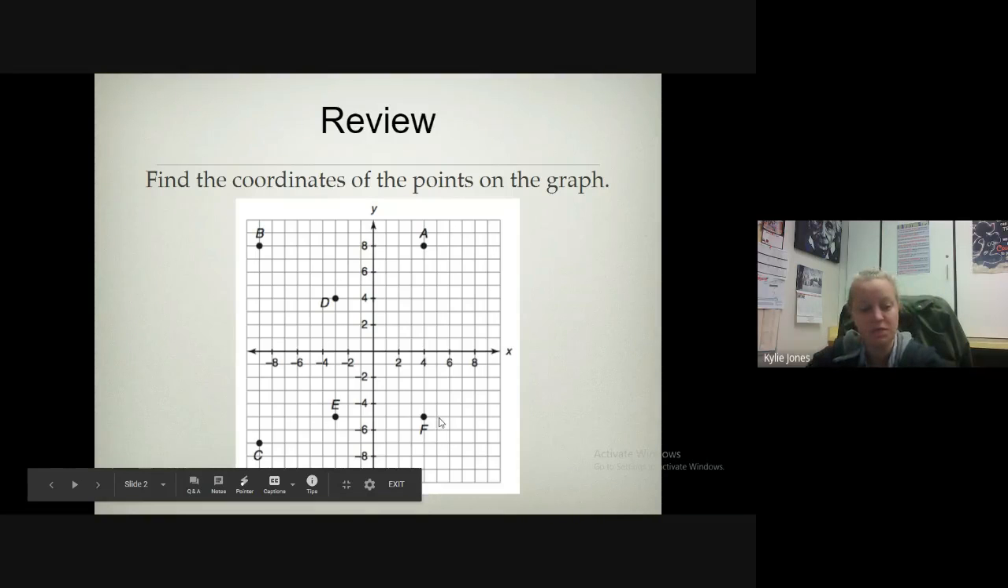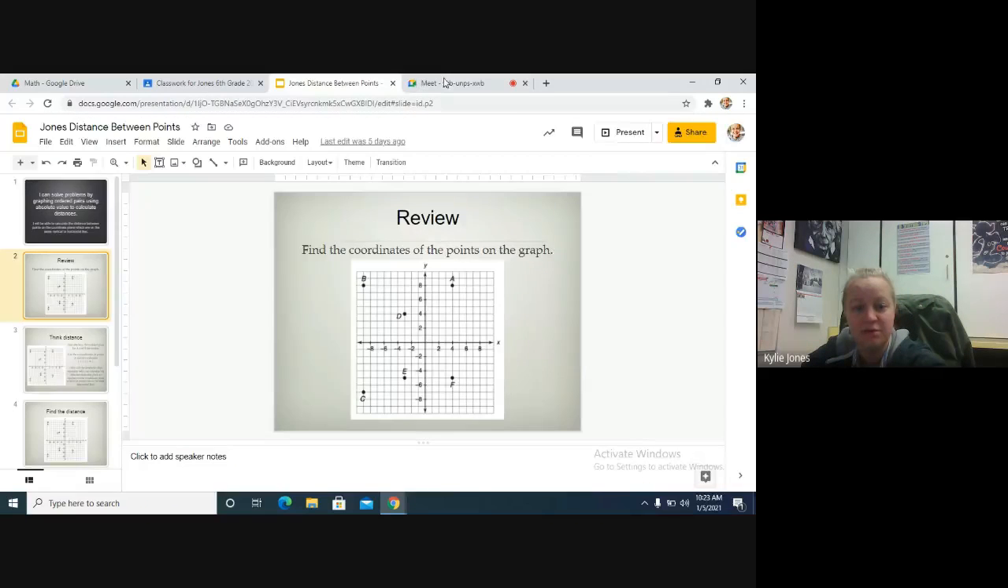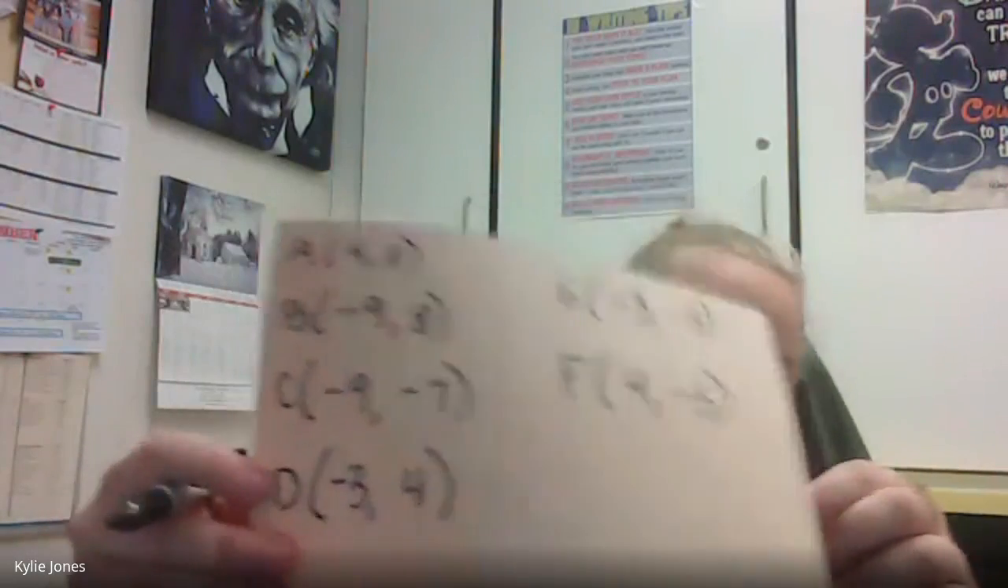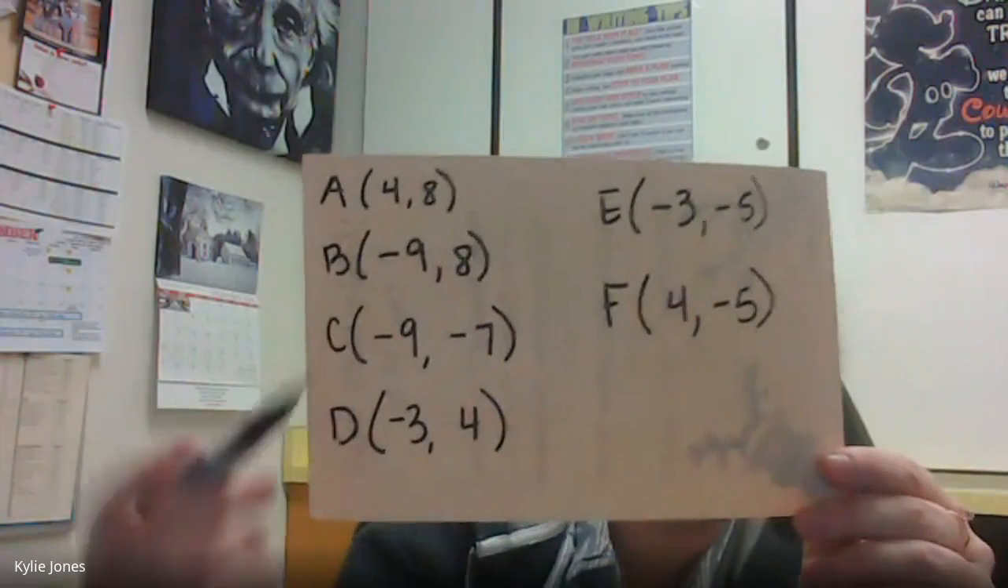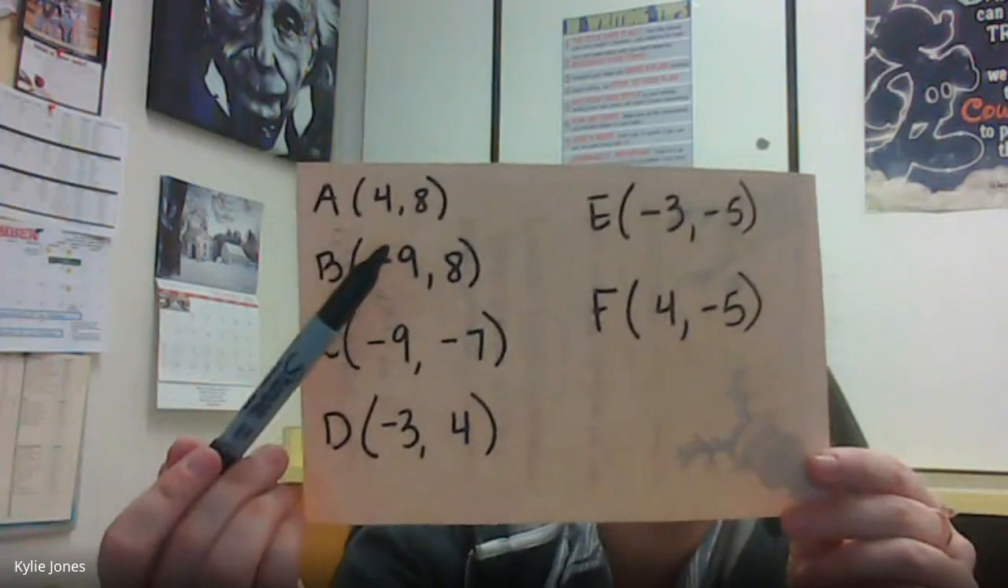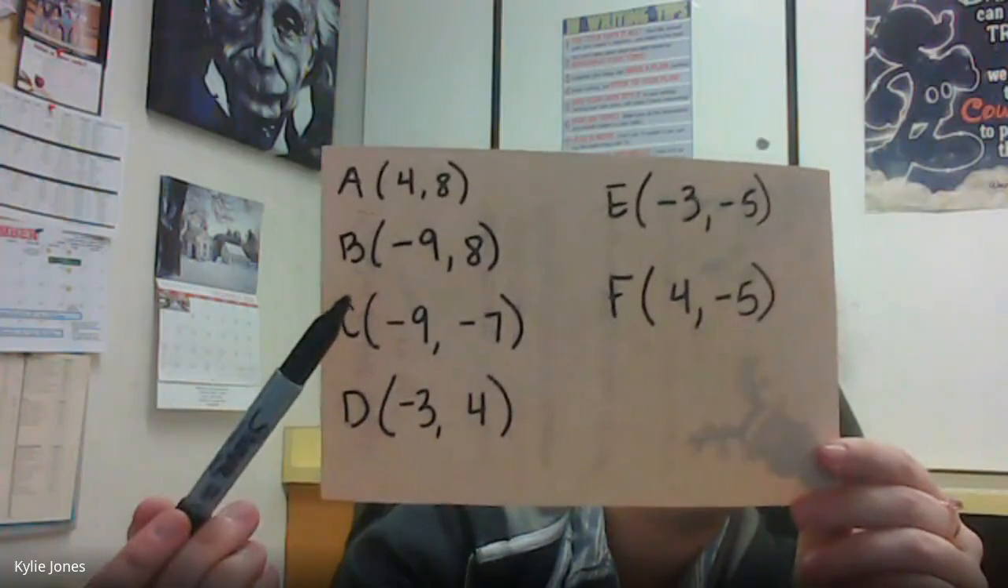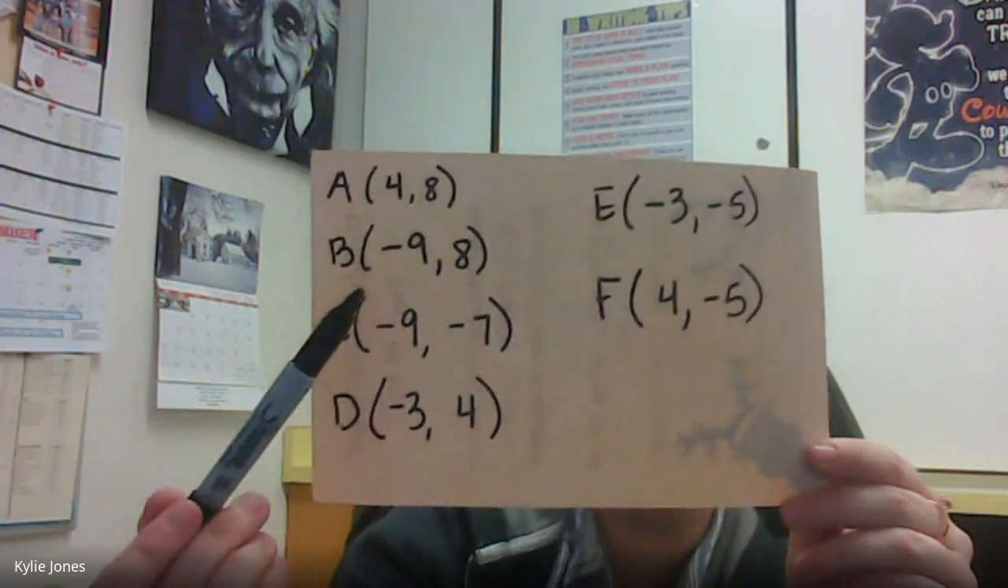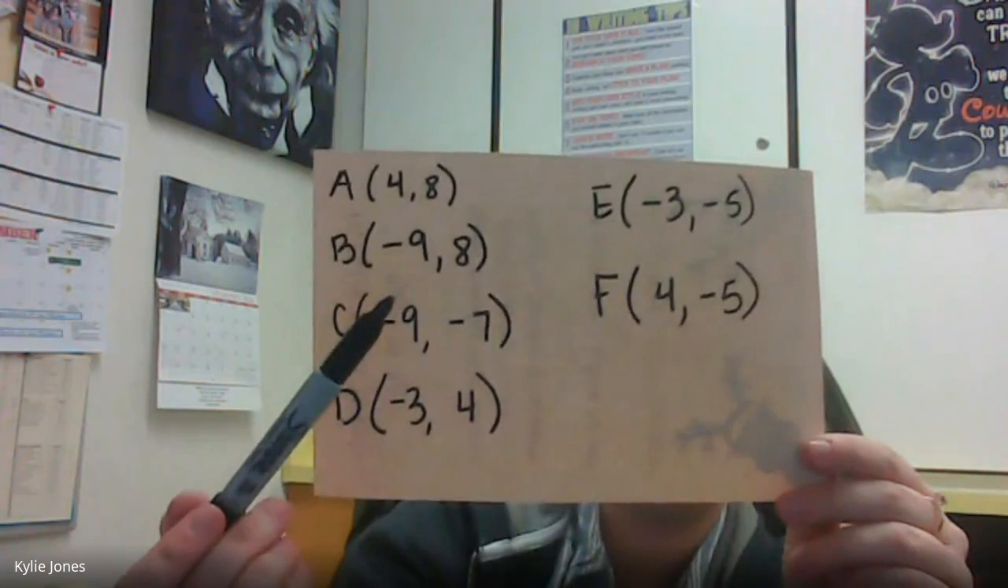Okay, so I'm going to close out of this really quick and stop sharing my screen just so that you guys can see if you pin me. So this is what they look like, right? Point A was at 4, 8, so we went over 4, up 8. Both of them are positive. Point B was at -9, 8, so we went backwards 9, up 8.